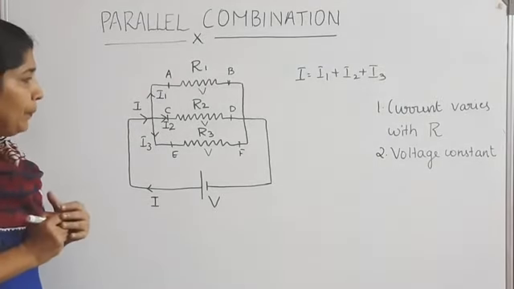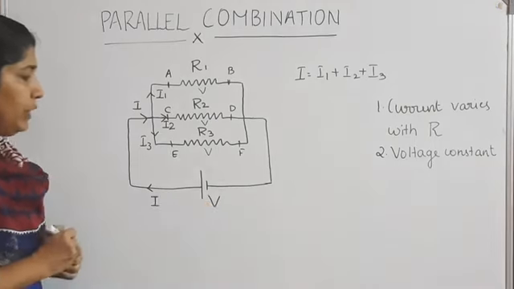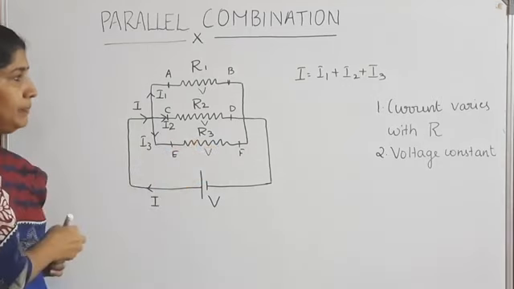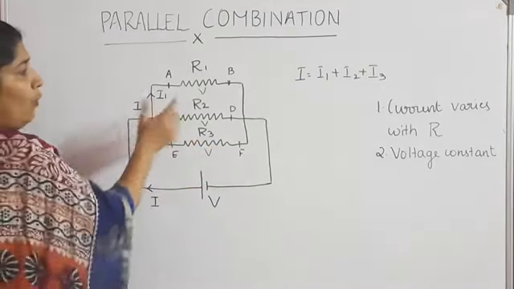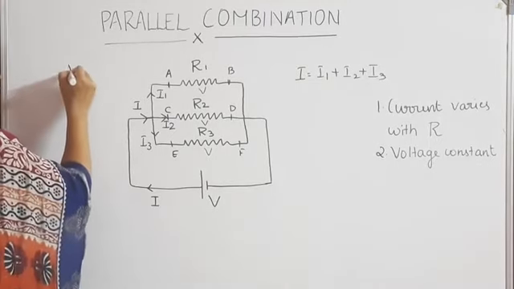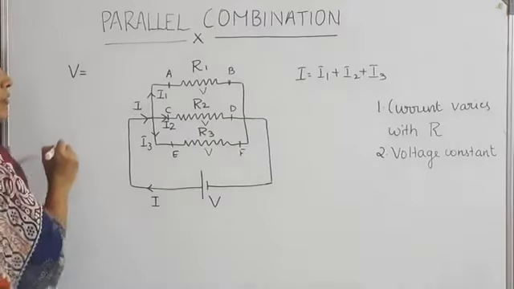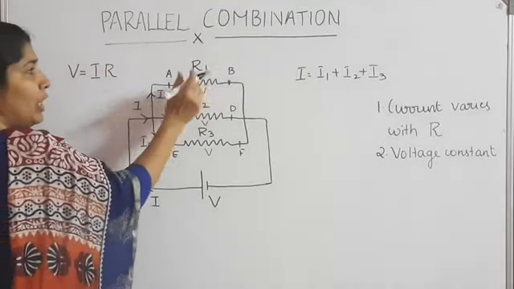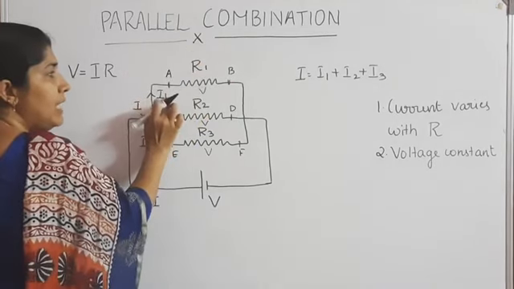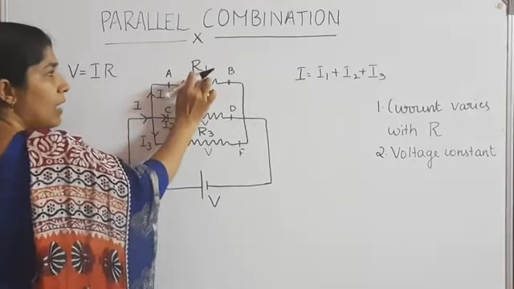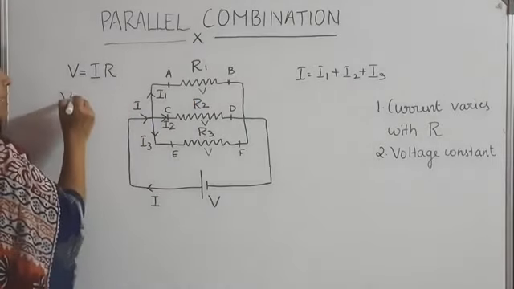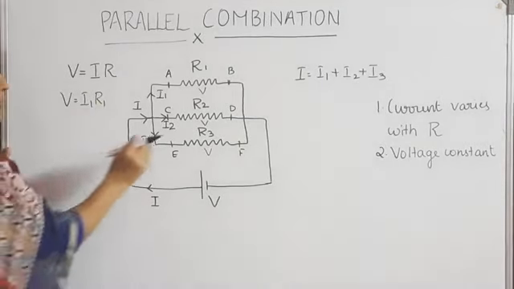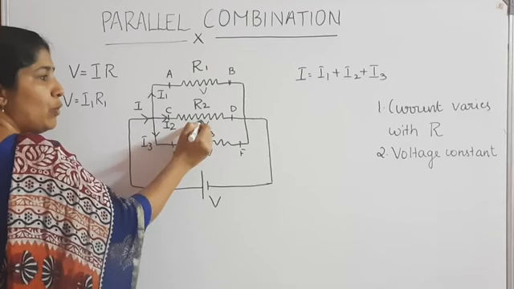Now, V is the applied voltage and that voltage remains constant everywhere. According to Ohm's law, the voltage drop across a resistor is V equal to I into R. What about the voltage drop here? I1 is the current flowing through the resistor R1, so the voltage drop there is equal to I1 into R1. What about the voltage drop here? It is also equal to V.